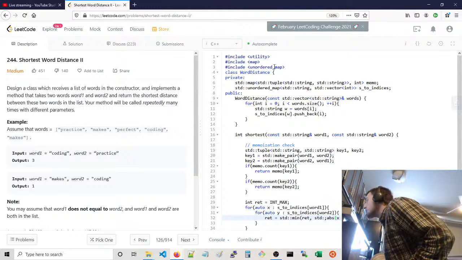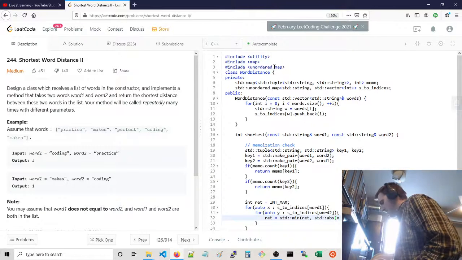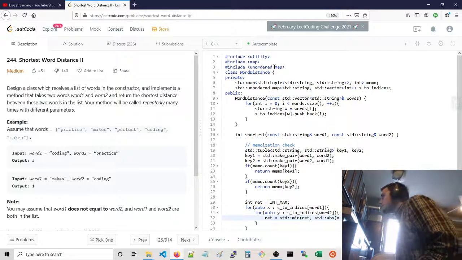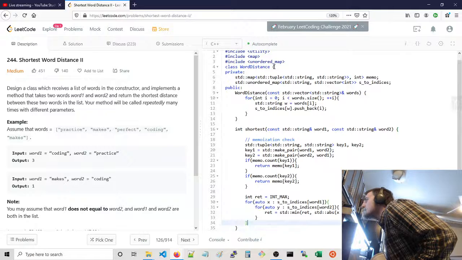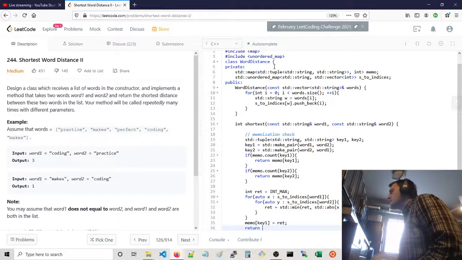Stop inserting these things too. I don't know where my hand keeps hitting the insert button. I think it's in the bottom right. I keep hitting it by accident. Min ret standard abs value x and y. Yeah, okay. And then we say memo of key 1 is ret. Return ret.